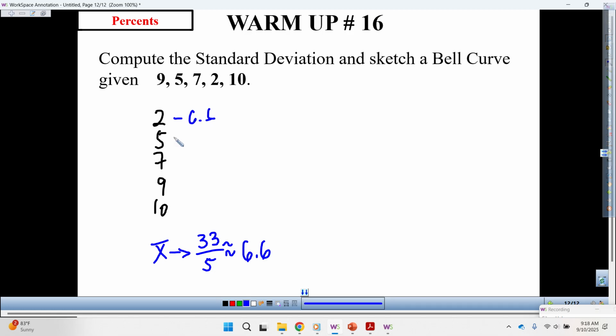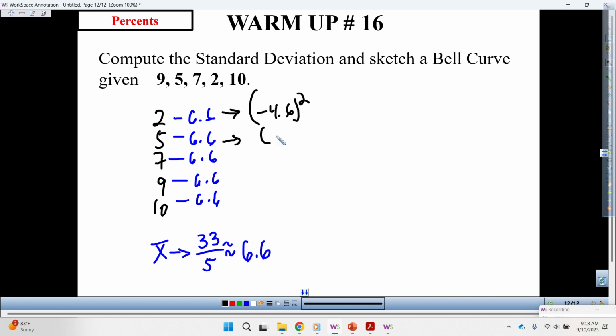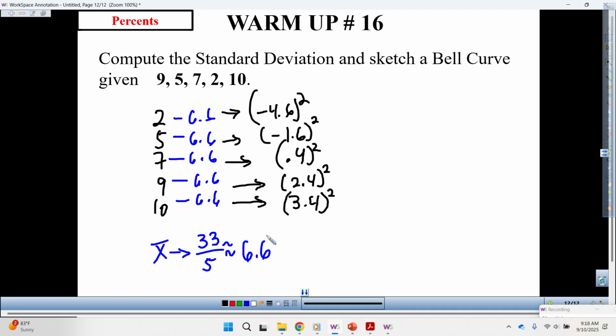Subtract by 6.6. Thank you. So that gives me negative 4.6, and we're going to square that. Negative 1.6 squared, 0.4 squared, 2.4 squared, 3.4 squared. All right, next. Check with the neighbor, see what they got for 4.6 squared.